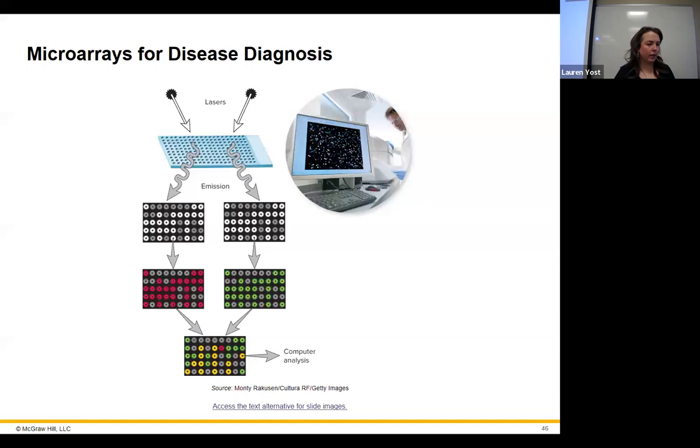This is kind of a picture of how that would work, but here it's using lasers. The lasers, by the way, are what makes the fluorescent thing glow. You didn't know that, but looking for the different colors and the different spots on the actual chip will tell it what that person most likely has and what strains it's most likely to be.